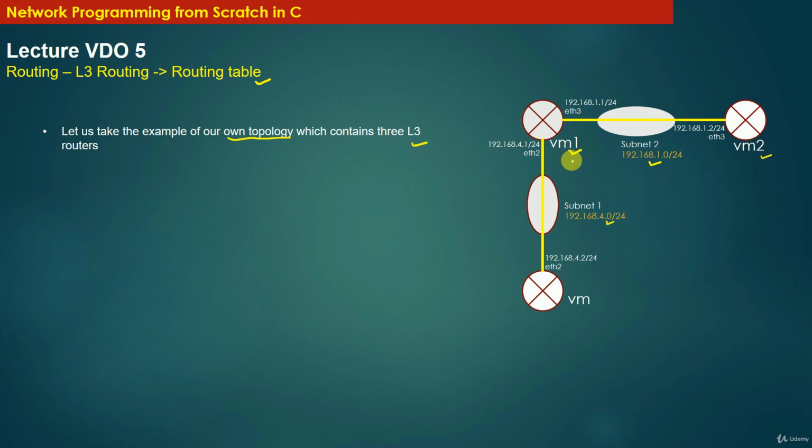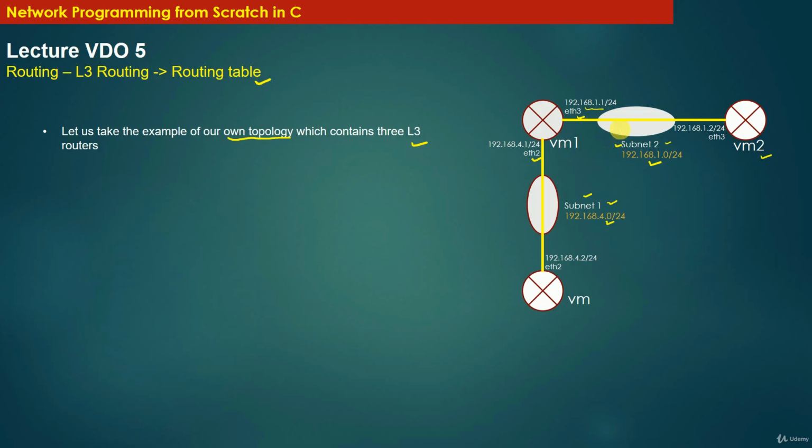Now again I ask you what are the local subnets with respect to router VM1? So just apply the basic definitions that we have already discussed. The local subnets with respect to the router VM1 are both subnet 1 and subnet 2, right? The reason being that the router VM1 has an interface Ethernet 2 which is configured with an IP address which falls in subnet 1. Therefore, subnet 1 is a local subnet for router VM1, right? And similarly, subnet 2 is a local subnet with respect to router VM1 because router VM1 has a local interface Ethernet 3 which is configured with an IP address which is a member of subnet 2.